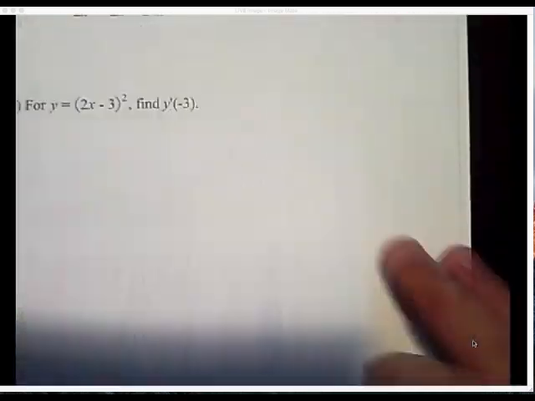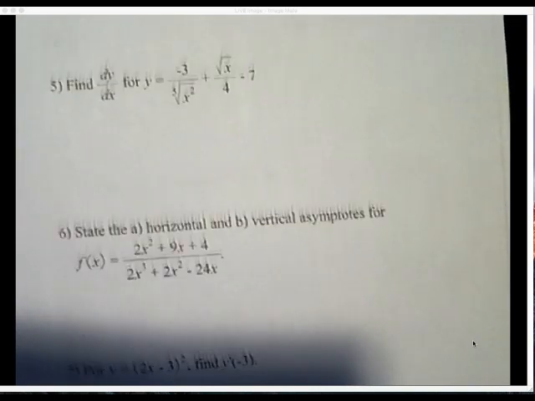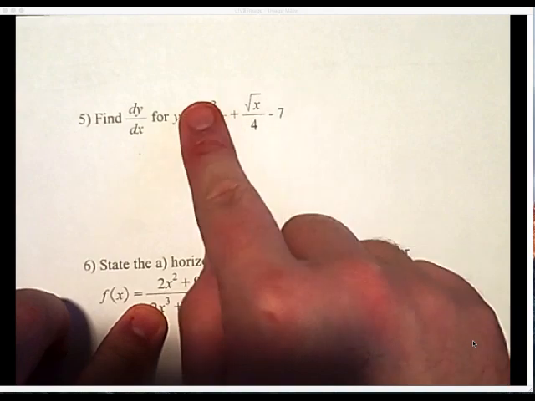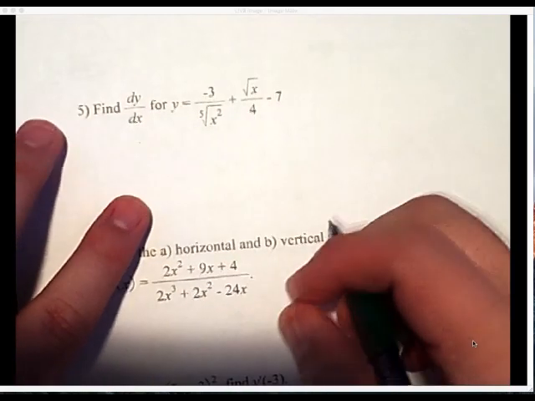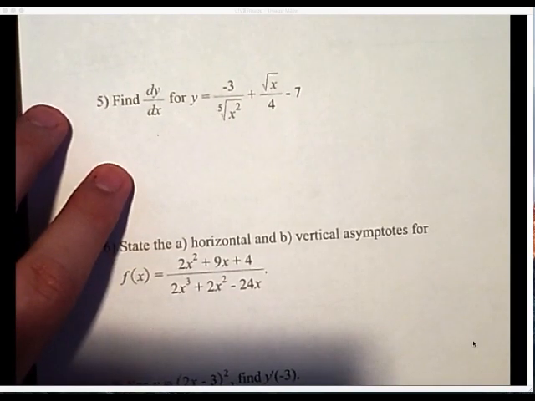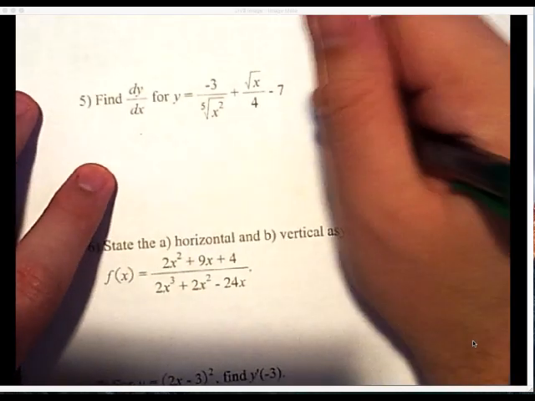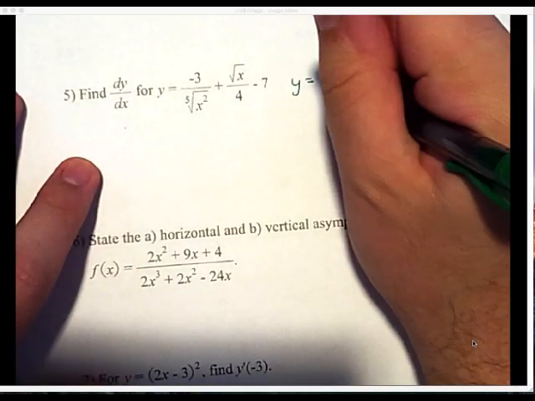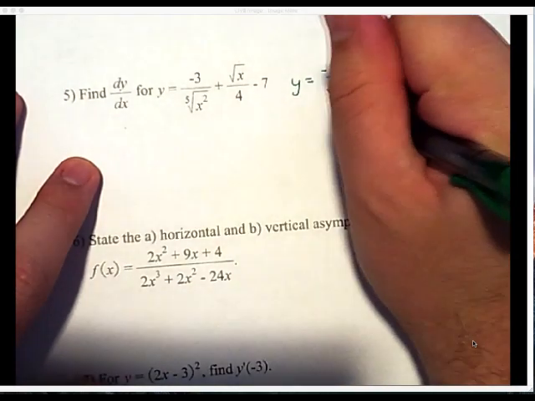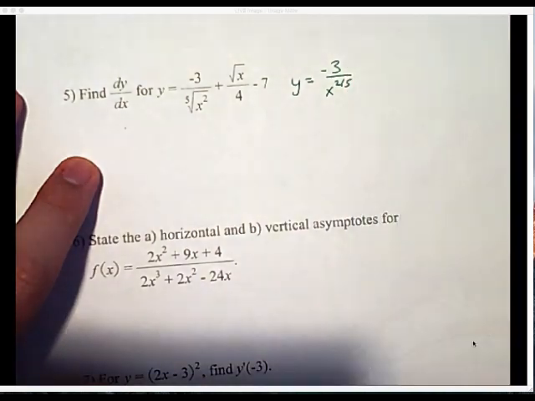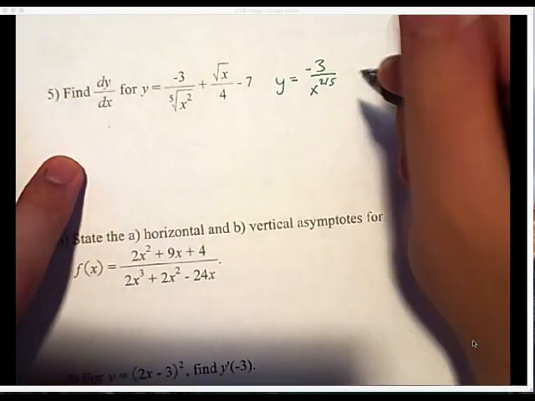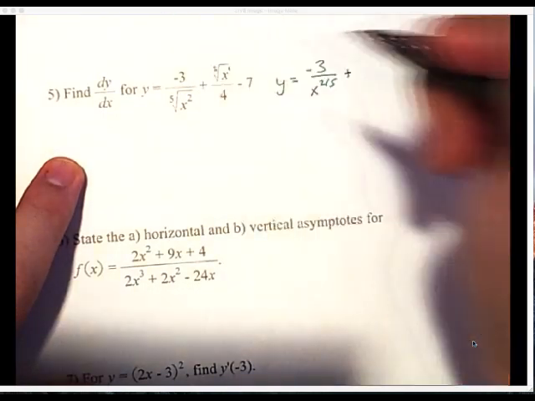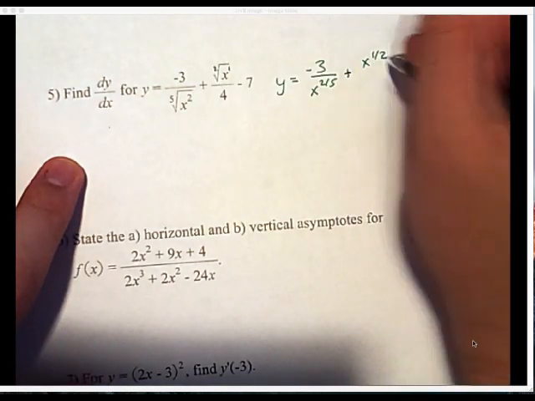Okay. There's a few more. All right, so find the derivative for this function. Okay, now they're using y's instead of f of x's, no big deal. So the first thing I want to do is I want to rewrite the function to something I can take a derivative of. So this is going to become negative 3 over x to the 2/5 power. That's what that radical is. Plus square root of x really is this. It becomes x to the 1/2 power.